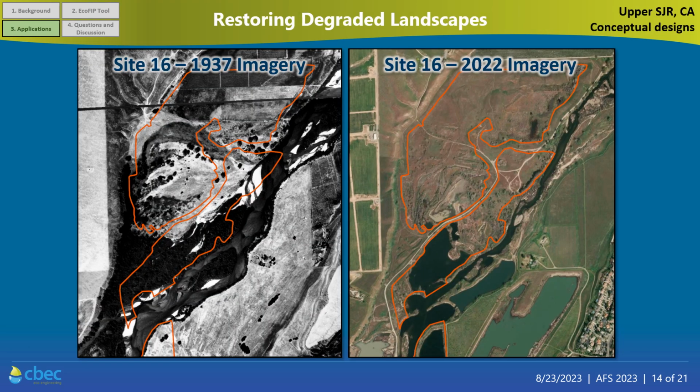At a higher level of detail, and zooming in on the upper San Joaquin River, we've also used this to create restoration concepts in a highly degraded landscape. And so for Site 16 on the San Joaquin River, looking on the left-hand side, this is 1937 imagery where you can see some intact upland and riparian zones, as well as a healthy river corridor. And fast forward to 2022, gravel mining has essentially stripped away a lot of that ecological function. It's created large pits in the river that the river has recaptured. We've removed a lot of that riparian corridor and generally left this in a highly degraded state.